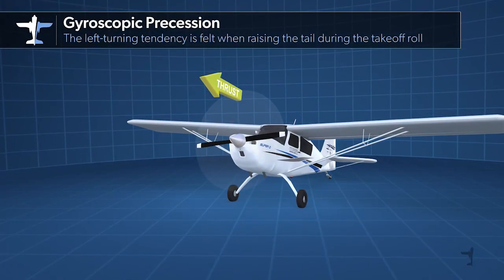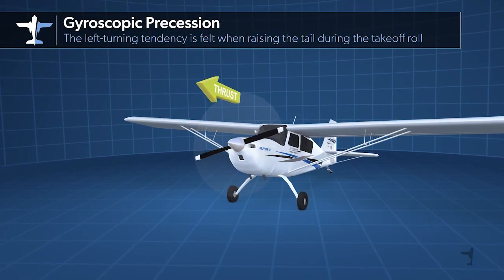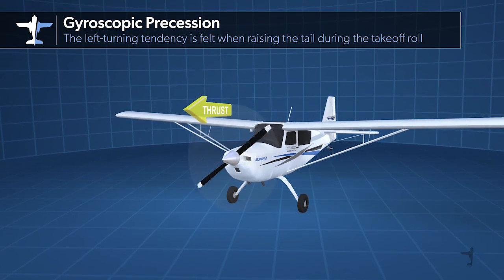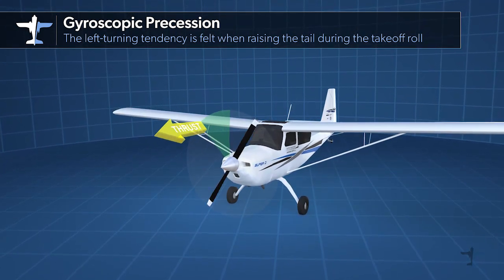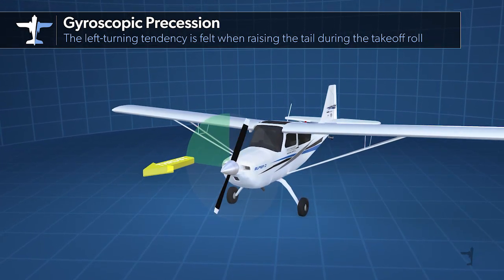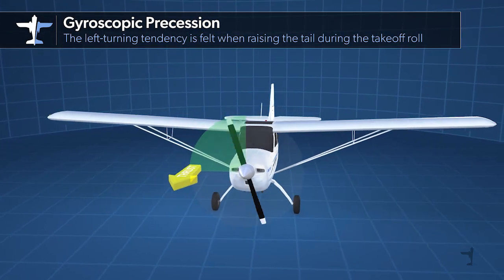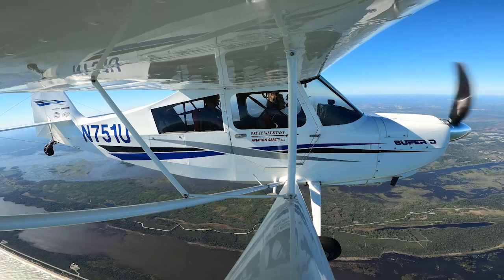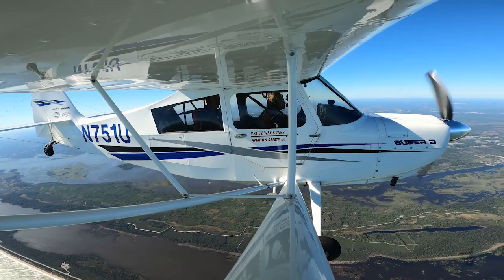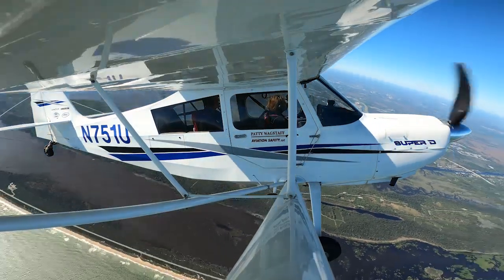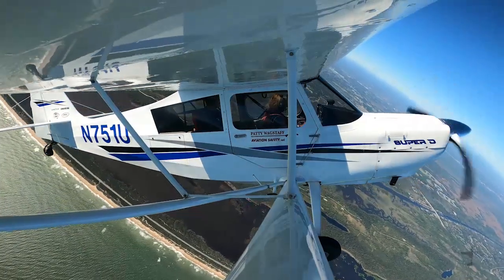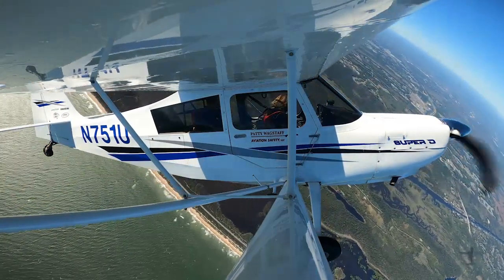A spinning propeller is a gyroscope. When you apply force to a spinning disc, the effect of that force is felt 90 degrees ahead of the direction of rotation, and this is called precession. When flying straight and level, this force is in equilibrium. But as soon as we change an airplane's attitude, we force the prop to rotate in a different plane.